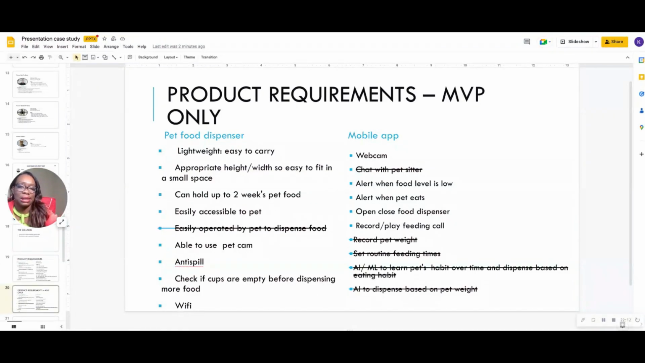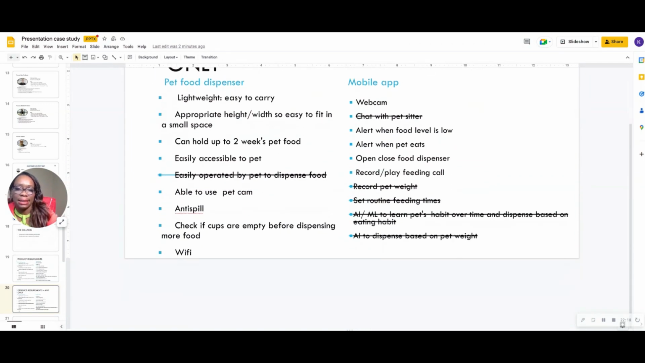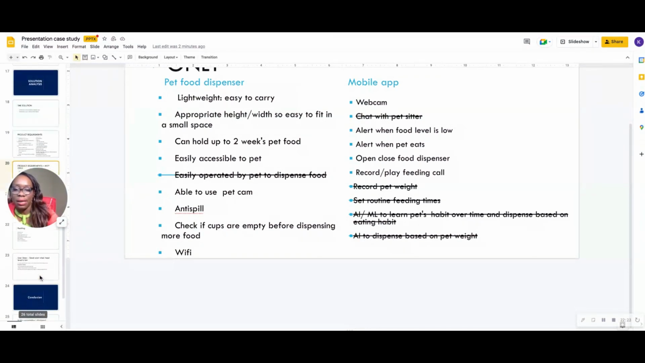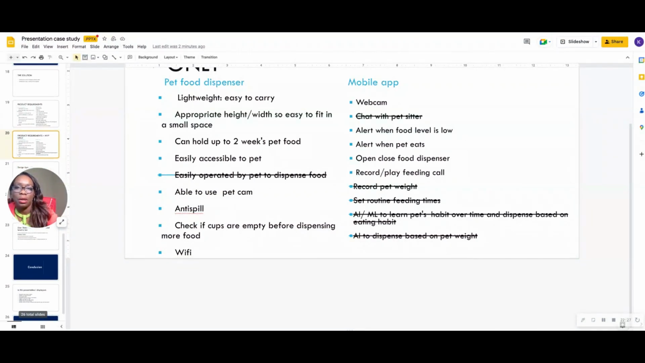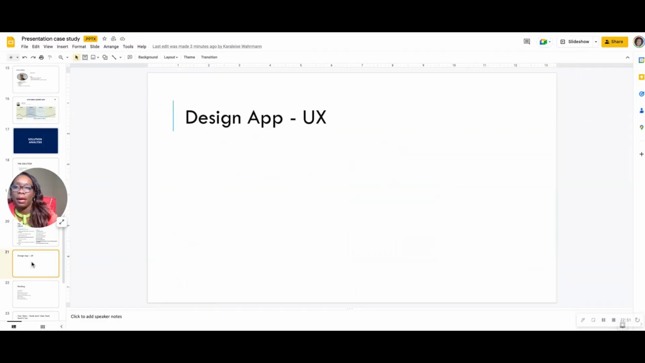So we don't believe that those things are MVP, but the things that are here, we believe have to be in the product the first time we release it to the market. So now that we have our MVP, then we can look into designing it. What does this design look like? But we could now do some design.